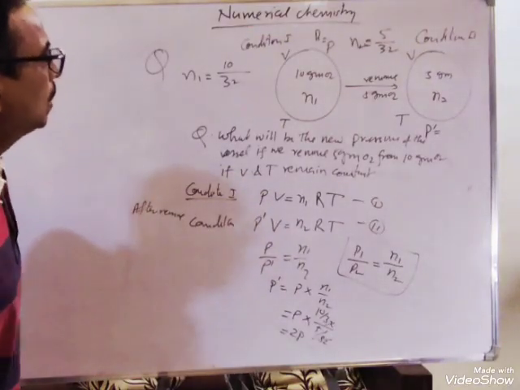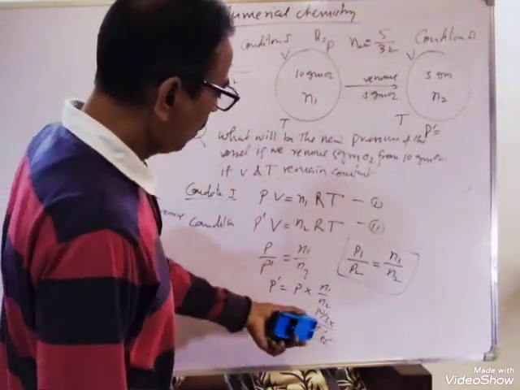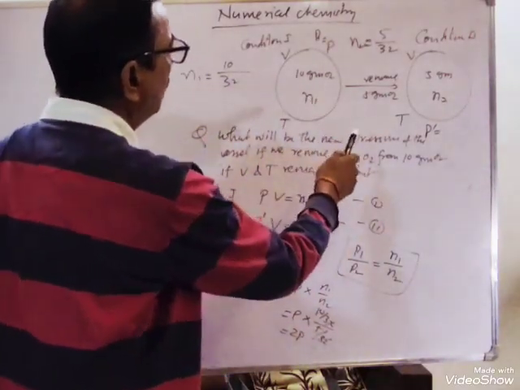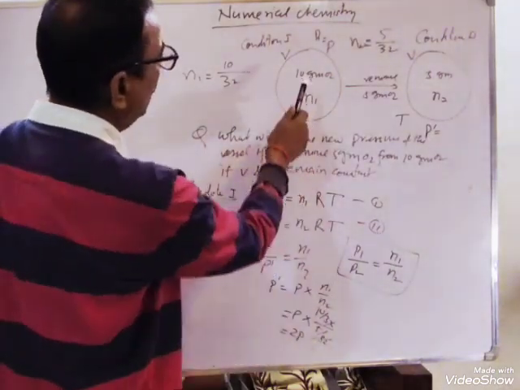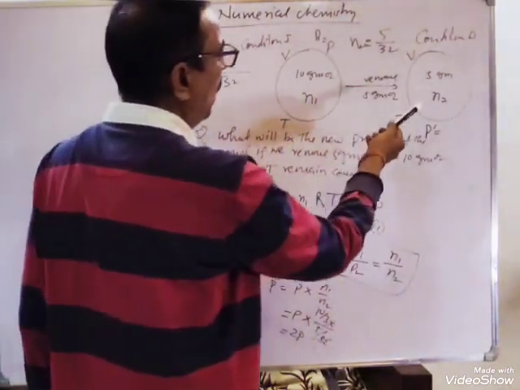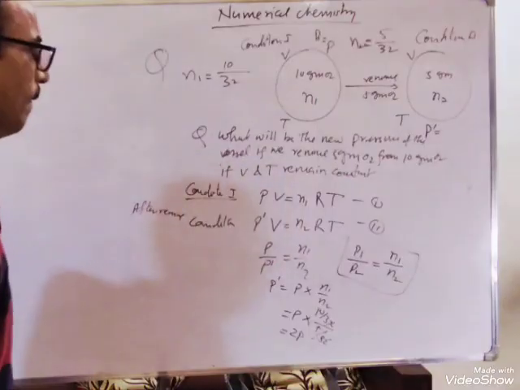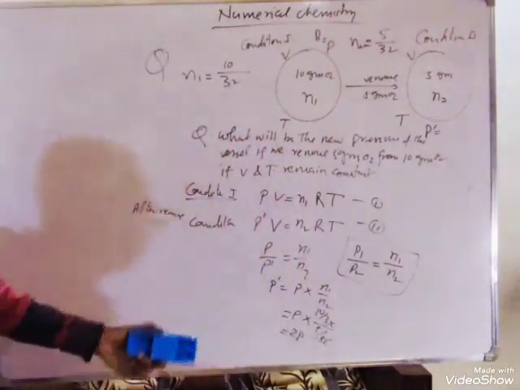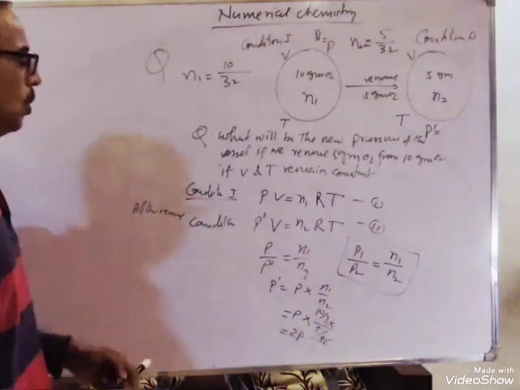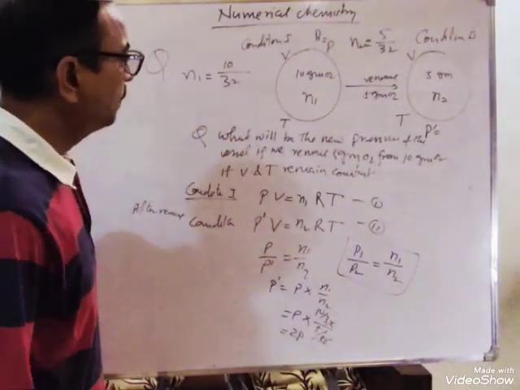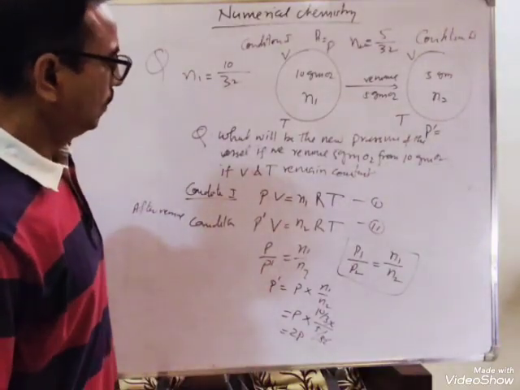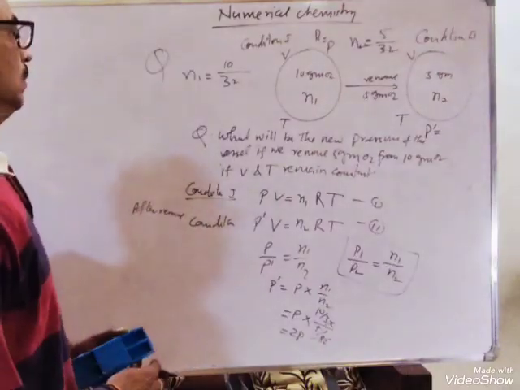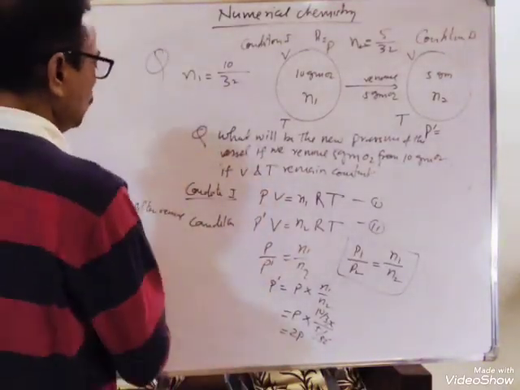N1 is 10 gram, 10 by 32, N2 is 5 by 32, so pressure will be this. So you can solve very easily. Put the second condition. So you can solve this question.